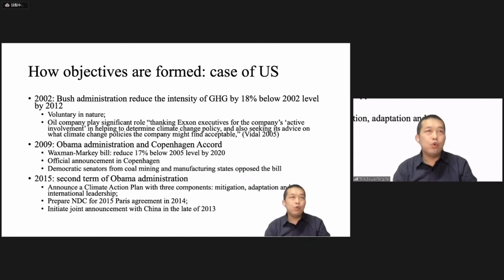And when time moves to the Bush administration, during the 2000s, the Bush administration announced a voluntary target to reduce the greenhouse gas intensity of the United States by 18% below the 2002 level by 2012.